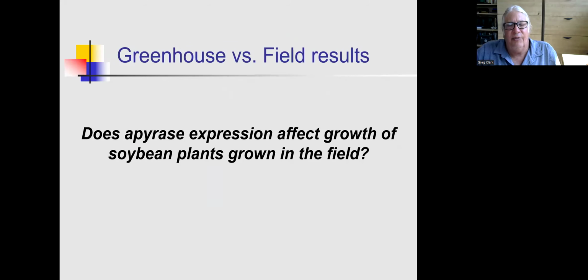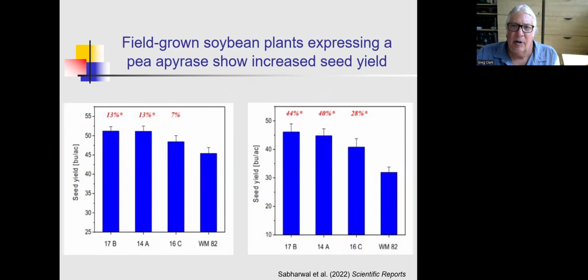These experiments were done in the greenhouse, and experiments done in greenhouse under controlled conditions are often not observed in field-grown plants. So we asked the question, does this apyrase expression affect growth of soybean plants grown in the field? So in multiple years across multiple sites, on the left is seed yield data from fields in the Midwest of the US, and on the right is data from fields in Puerto Rico. And what you can see is that in 2 of the soybean lines in the Midwest, there was a statistically significant increase in the seed yield. In all 3 lines in the Puerto Rico field trial, there was statistically significant increase in seed yield.